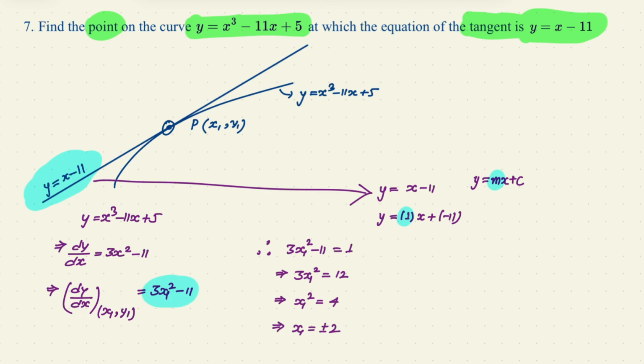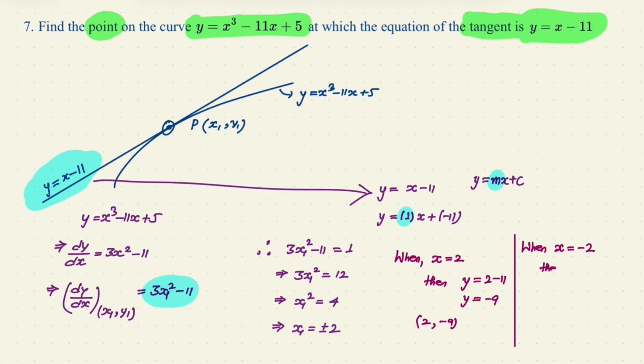Now since we have got the two values of x1, and since this point of contact must satisfy the equation of the curve as well as tangent, so let us put the value of x1 in the equation of the tangent. So when x equals to plus 2, then if I put this value in the equation of the tangent, that is y equals to x minus 11, then it will be y equals to 2 minus 11, and I'll get y equals to minus 9. That means my point of contact could be 2 comma minus 9, or when x equals to minus 2, then y will be equal to minus 2 minus 11. So from here I got the value of y as minus 13. So my point of contact could be minus 2 comma minus 13.